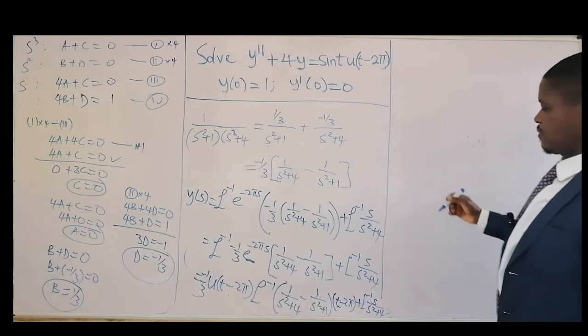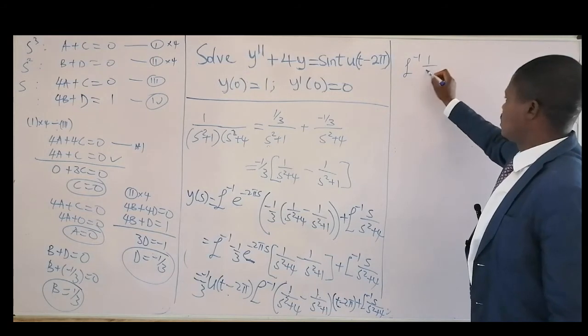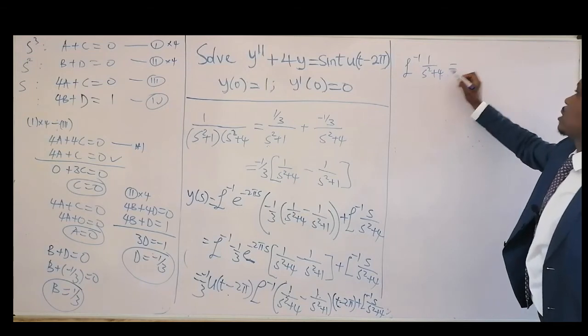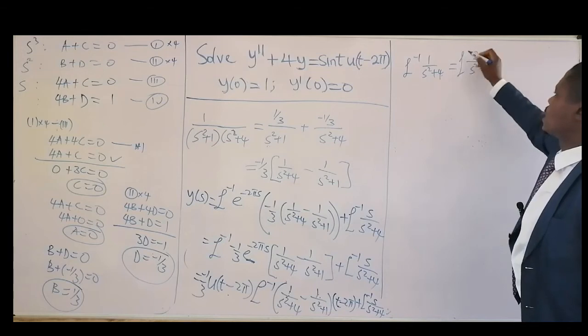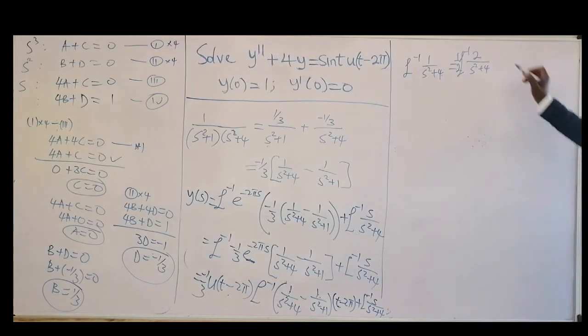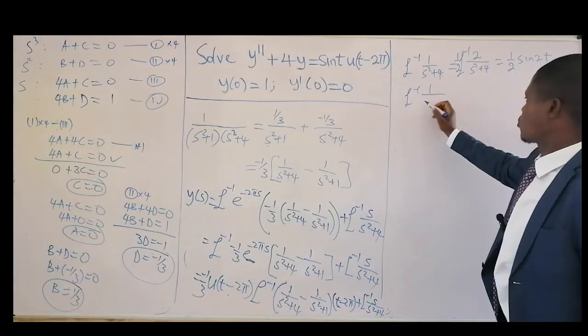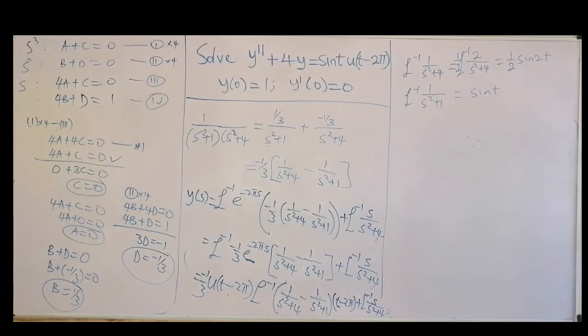I want us to know that the inverse of 1 over s squared plus 4, this is 2 squared, so we expect to have 2 here also: 2 over s squared plus 4, inverse of that. Then the 2 that you introduce here, you have to cancel outside, and that will be equal to half sine 2t. Then also the inverse of 1 over s squared plus 1 will be equal to sine t.